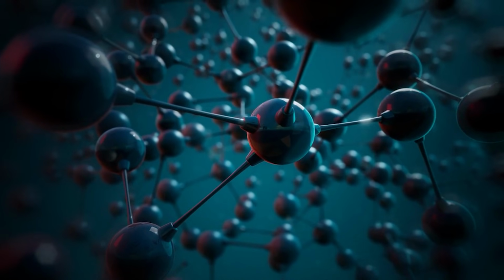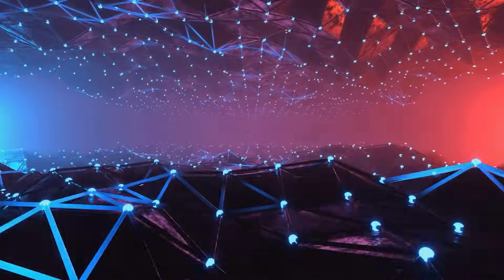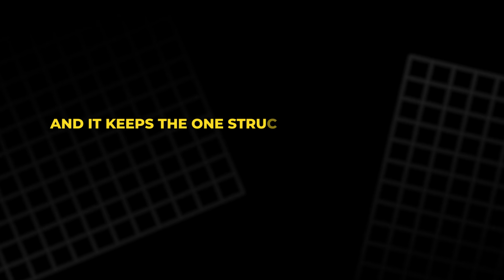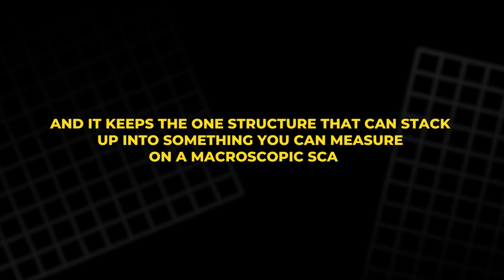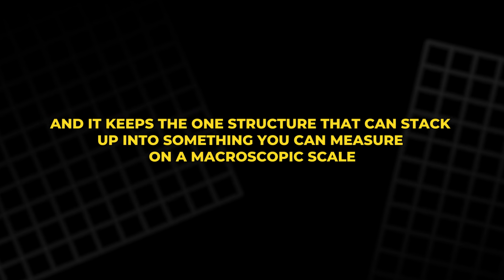Chaos acts like a sieve. It lets most details fall through, and it keeps the one structure that can stack up into something you can measure on a macroscopic scale.